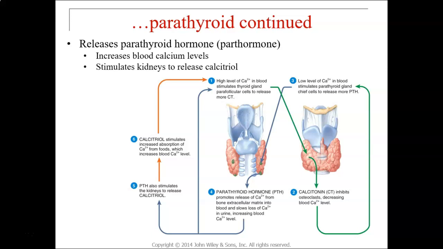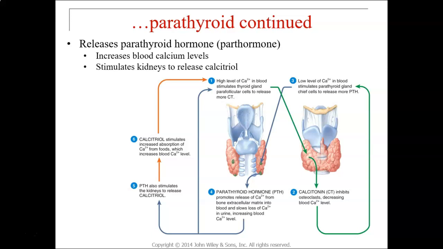So if calcitonin released from the thyroid gland causes calcium to be put into the bone, how does that impact blood calcium levels? Well, if I take the calcium and put it into the bone, that means I have to take it out of the blood. So calcitonin causes blood calcium levels to lower. Parathyroid hormone does the exact opposite, right? Parathyroid hormone actually increases blood calcium levels.